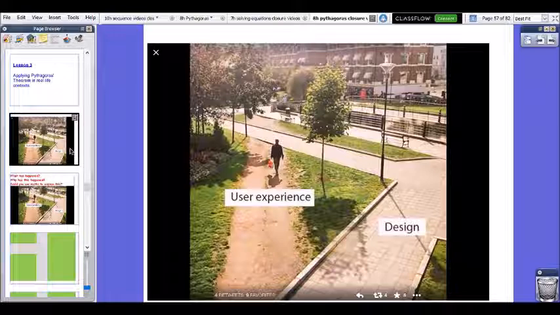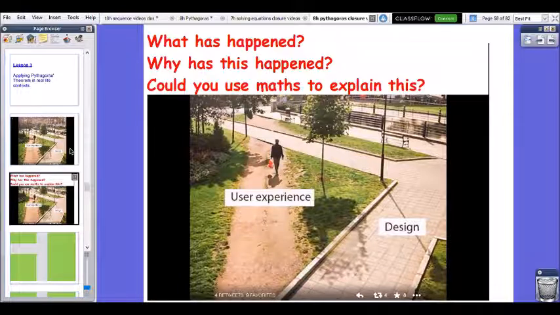So I'm going to leave you with 3 prompts. I'm going to ask you, what has happened in this photo? Why has this happened? And can you think of any maths we could use to explain this? Alright, so pause the video if you need to.